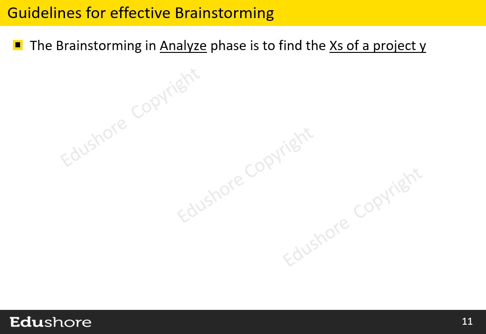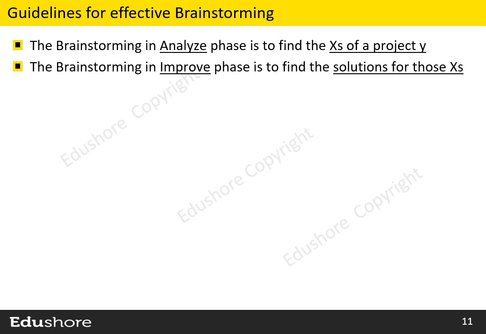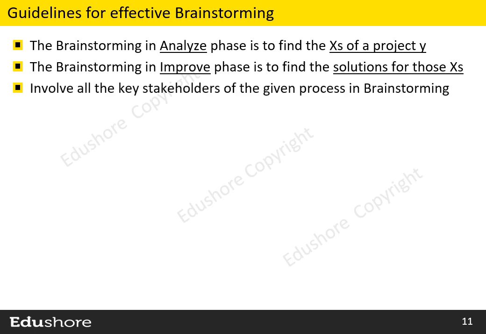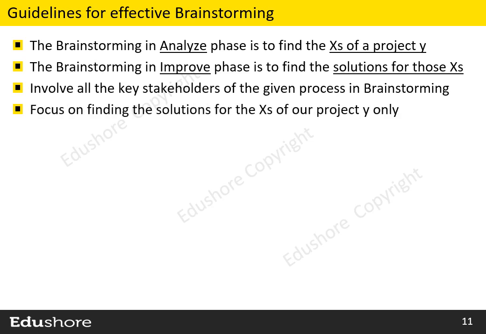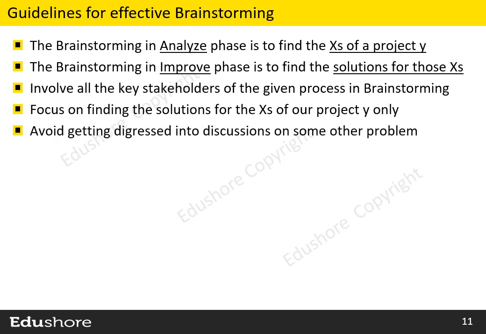Let us look at the guidelines for effective brainstorming in improve phase. Please note, the focus of brainstorming in the analyze phase is to find the root causes of a project Y, whereas the purpose of brainstorming in improve phase is to find the solutions for those root causes of the project Y. It is very important to involve all the key stakeholders of the given process in the brainstorming discussions. We should focus on finding the solutions for the root causes of our project Y only. We should avoid getting digressed into discussions on some other problem.